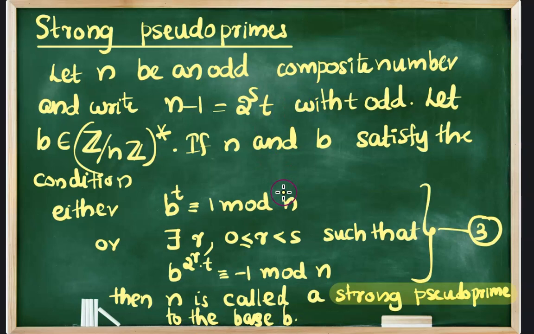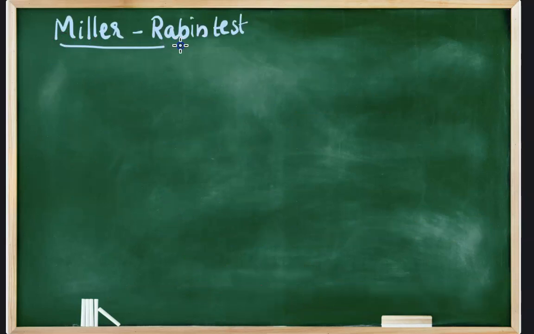So, if n is a strong pseudo prime to the base b, then either b raised to t will be congruent to 1 modulo n, or there will exist a number r which lies between 0 and s minus 1 such that b raised to 2 raised to r into t is congruent to minus 1 modulo n. Next, let us consider the Miller-Rabin test, which is based on the notion of strong pseudo prime.